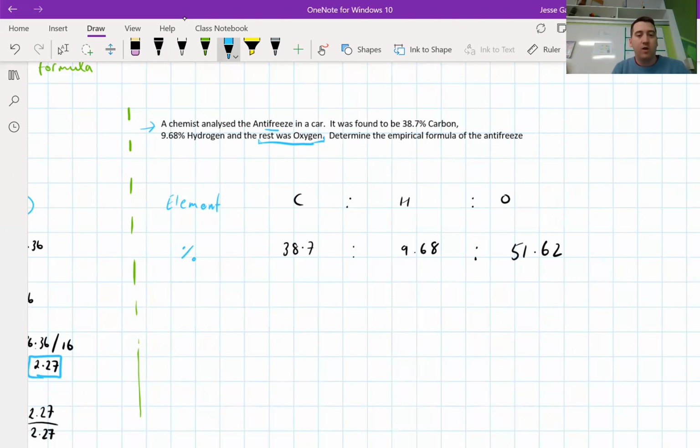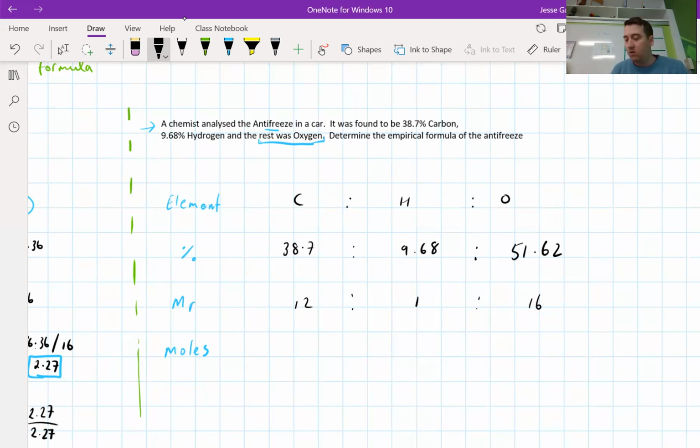Next line, we've got to convert these to moles. So we need the MR. Go ahead, find the MR of these three things, and then work out the moles. How many moles of each one? Go ahead and do that. Right, so the MR of carbon, hydrogen and oxygen, you should have got 12, 1, and 16. There are your three MRs.